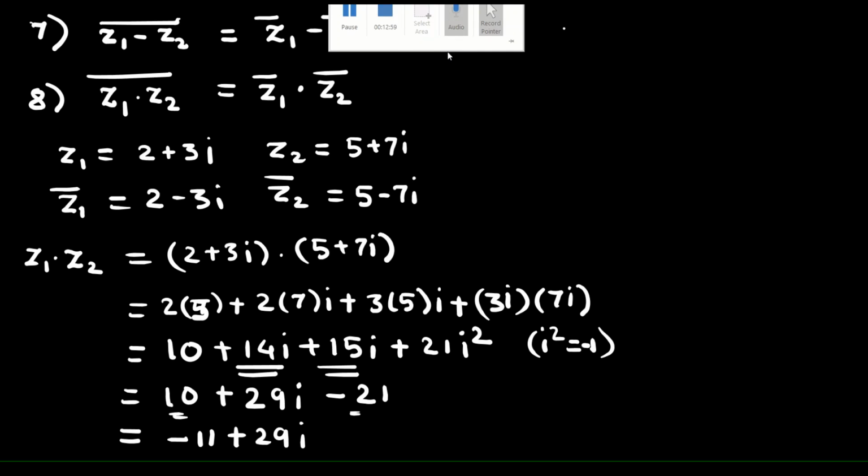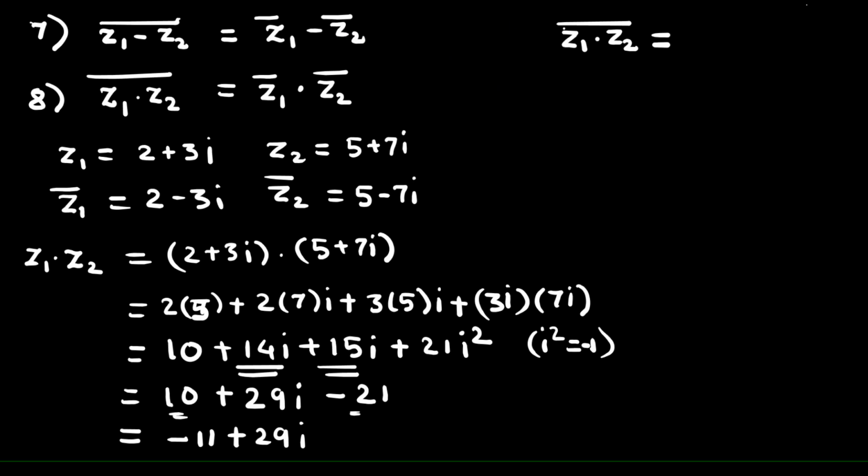So here we consider the value for the conjugate of Z1 into Z2. That will be equal to minus 11 minus 29i. What we do there is just change the sign of the imaginary part, minus 29. So I will denote this one as equation 1. That will be the LHS side of the property.